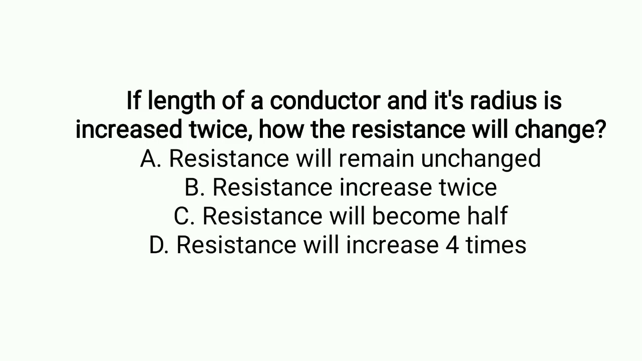Next question, if the length of a conductor and its radius are increased twice, how will the resistance change? Option A, resistance will remain unchanged. Option B, resistance will increase twice. Option C, resistance will become half. Option D, resistance will increase 4 times. So the answer to this question is that the resistance will become half.